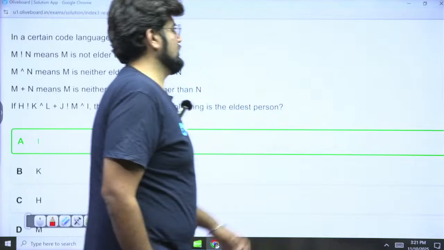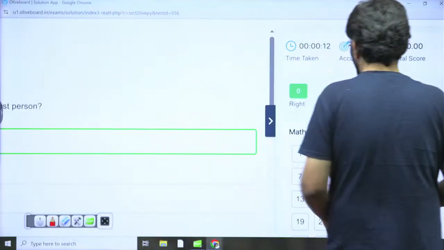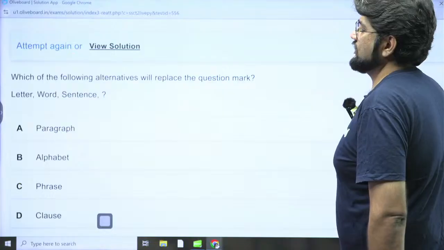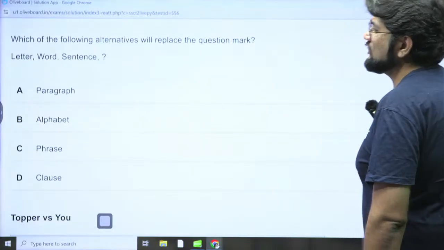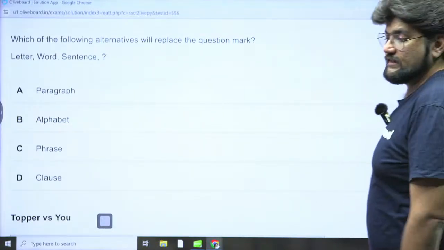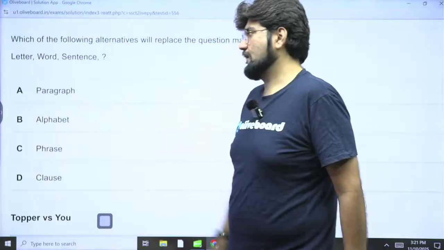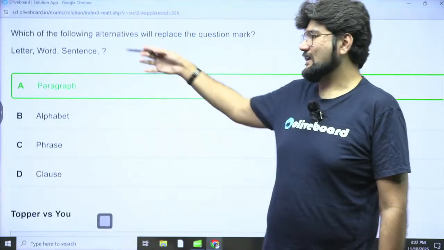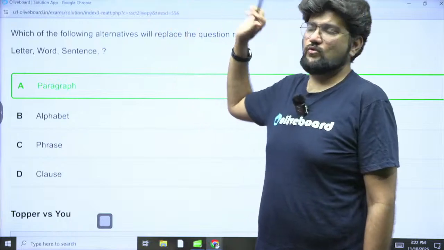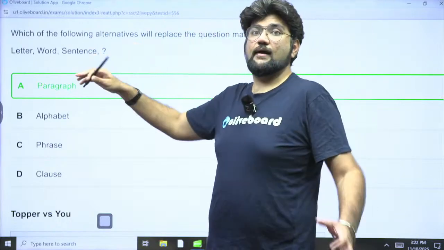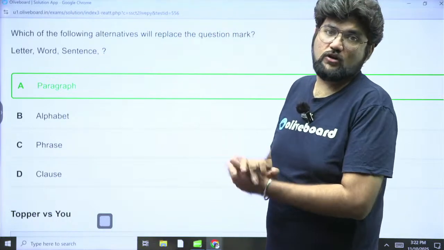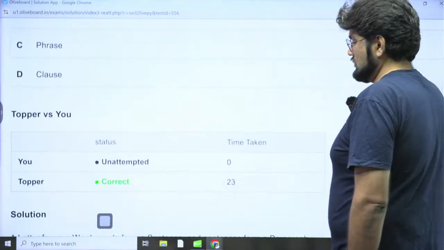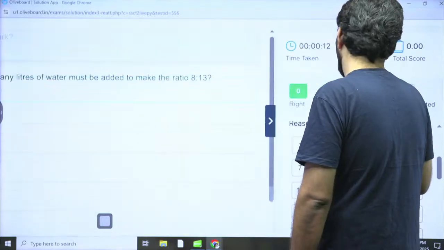78 seconds. Okay, decent. Not a problem, because a new sort of question was asked, hence the time. Justifiable. Letter, word, sentence, don't overthink. If you will not overthink, right away you will select paragraph and you will be fine. Phrases and clauses are actually sentences only. So it's not that you're combining sentences and forming a new phrase or a clause. So option A is the appropriate answer here. 23 seconds. Perfect. Wonderful. Next.